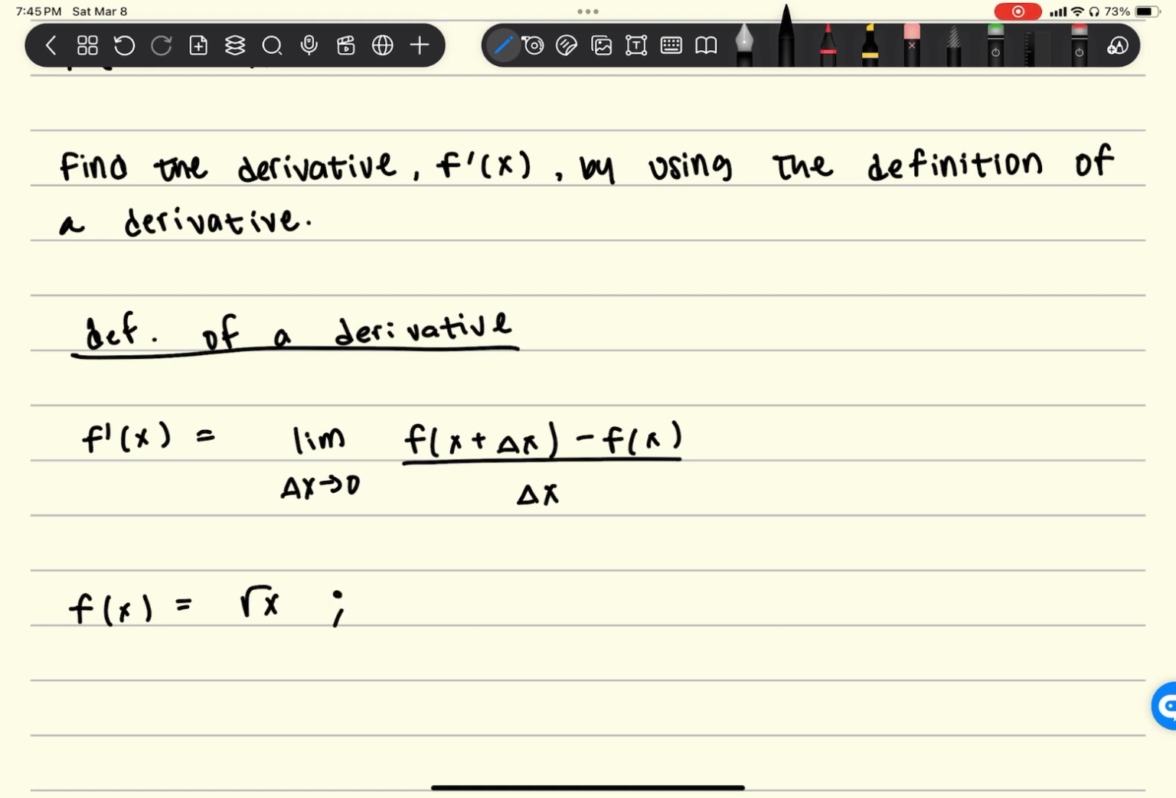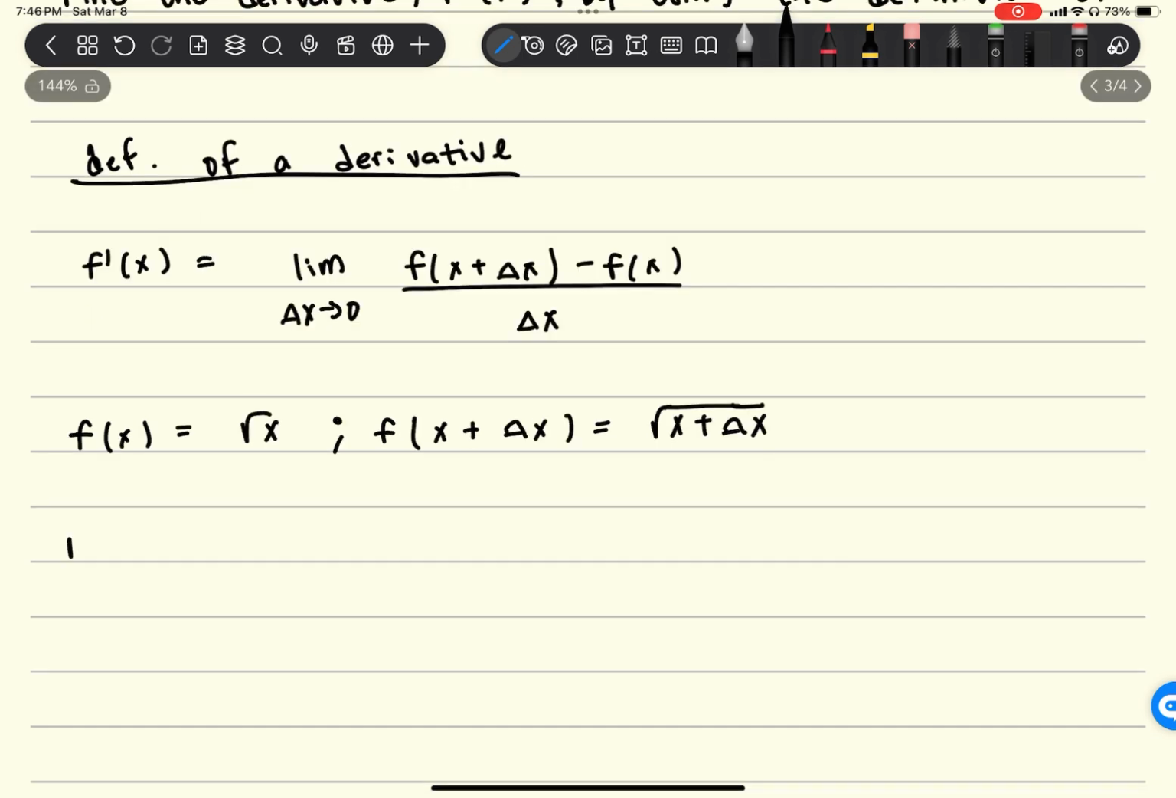Now, the only other thing that we're missing is f of x plus delta x. Now, to get f of x plus delta x, all you're going to do is reference the original function, and wherever you see an x, you'll go ahead and replace it with x plus delta x. And so when you do that, we end up with the square root of x plus delta x. Now, once we have these two terms, we just plug back into the definition of a derivative and find the derivative.